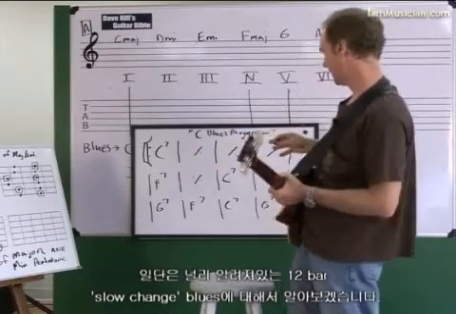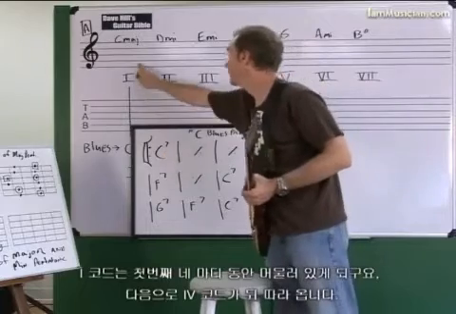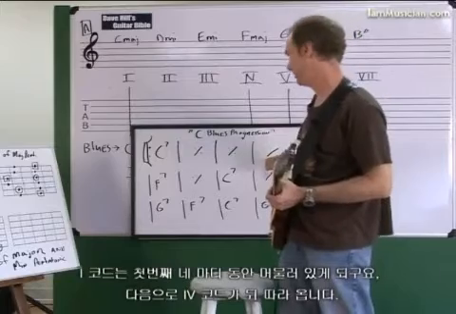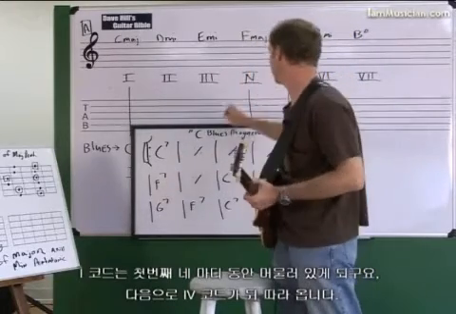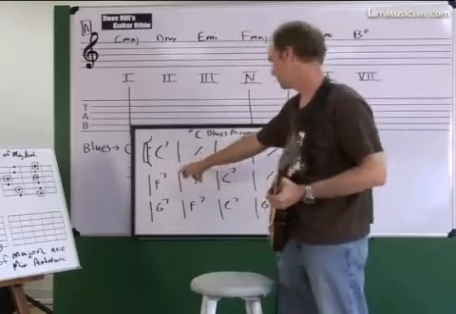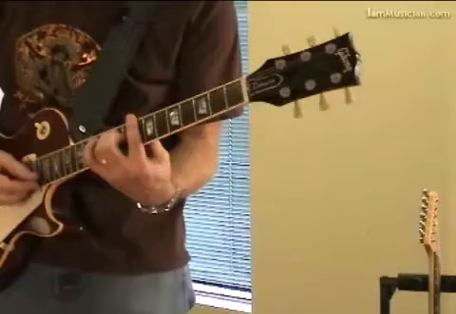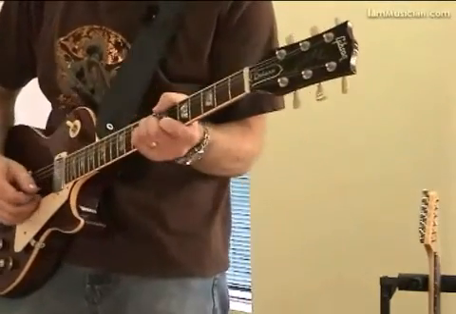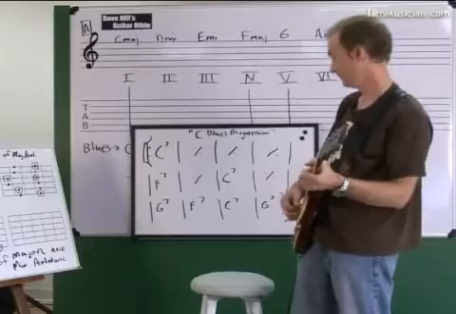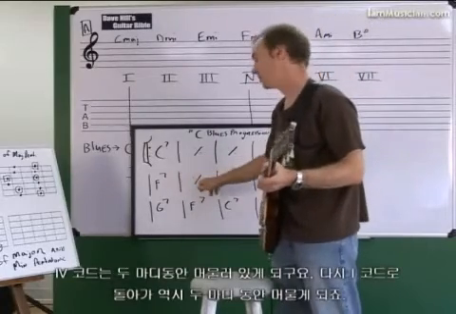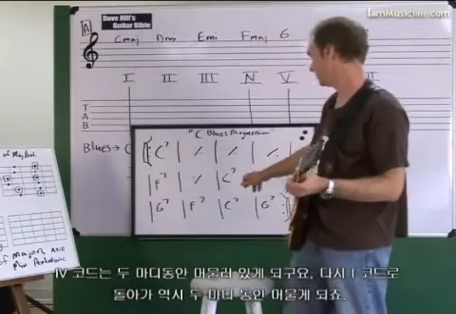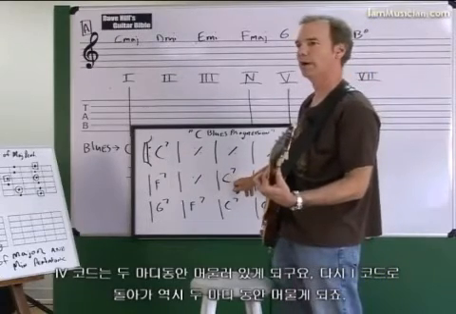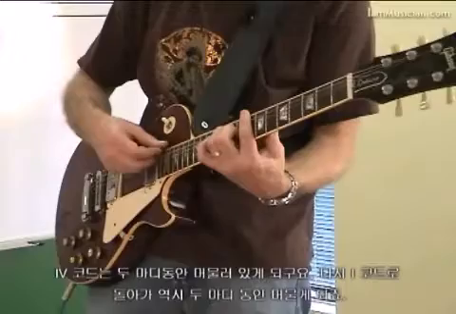slow change blues. And that simply means that the 1 chord, right here, C7, stays for the first 4 bars until we bring in the next chord, the 4 chord. So there's 4 bars of C, right? And then on bar 5, it goes to the 4 chord. And then on bar 6, it stays there. But it makes sense now to come back to the 1 chord, back to C7.